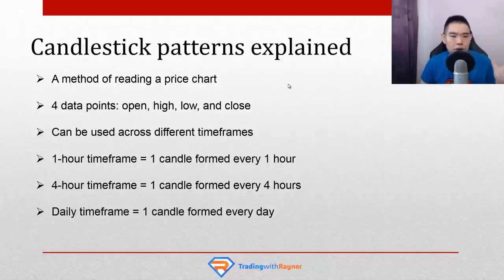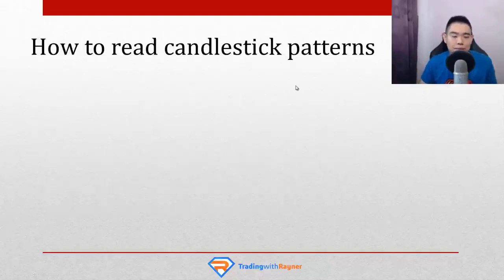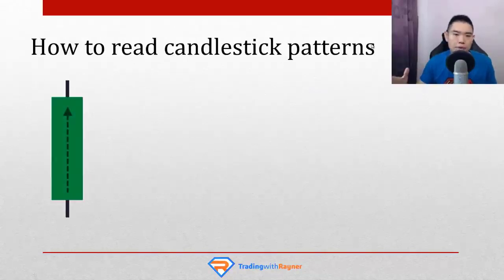So now let me explain, how do you actually read a candlestick pattern? You'll see primarily 2 types of candlestick pattern. One is green and one is red. But let's talk about the green one first. Remember I said that there are 4 data points. So how do you actually know where the 4 data points are?